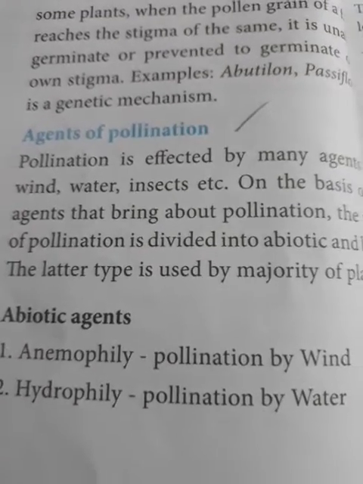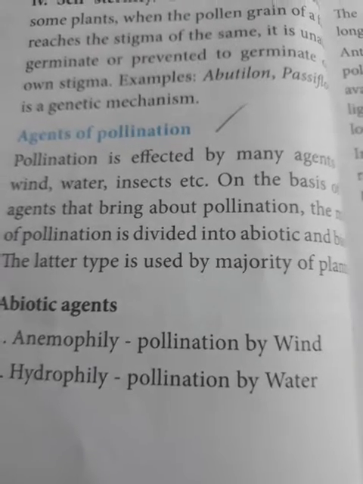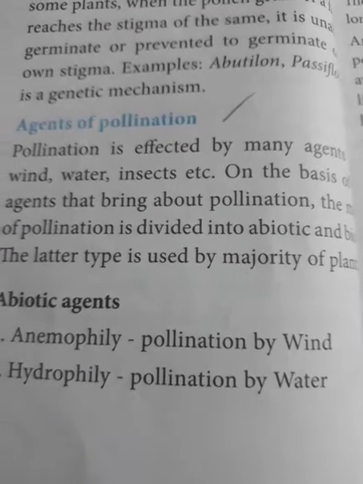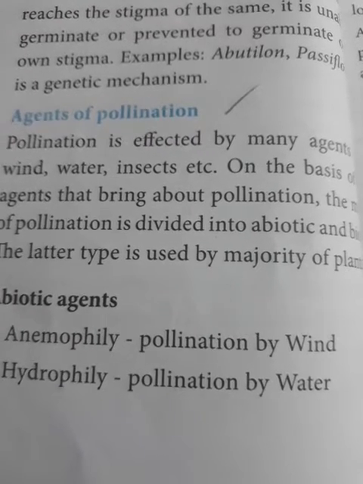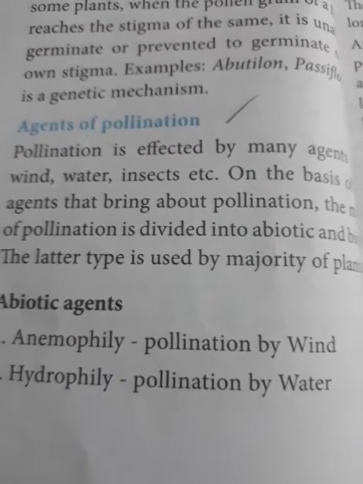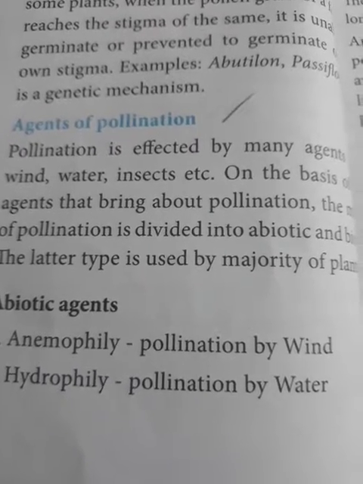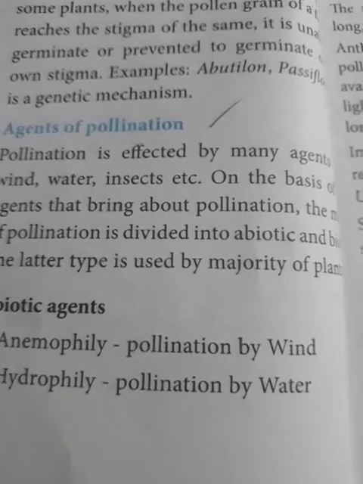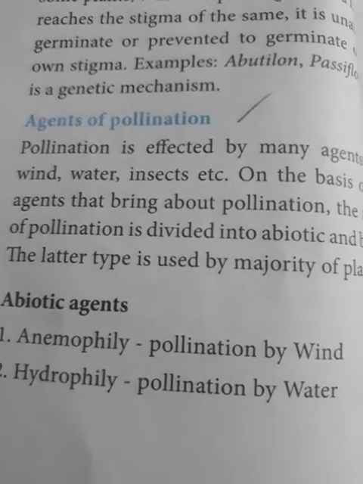On the basis of the agents that bring about pollination, the mode of pollination is divided into abiotic and biotic. Some of them are abiotic agents, some of them are biotic agents. The latter type, that means the biotic type, is used by the majority of plants. Now we are going to discuss the agents.